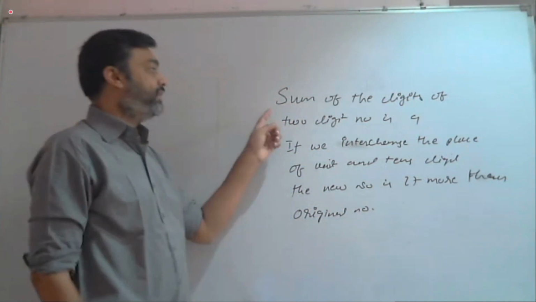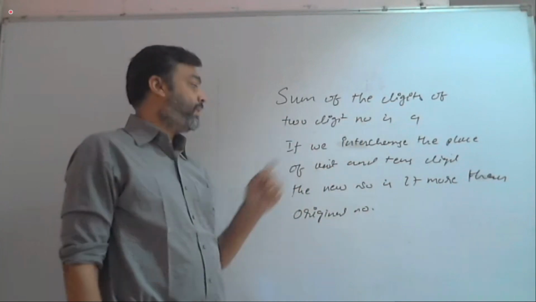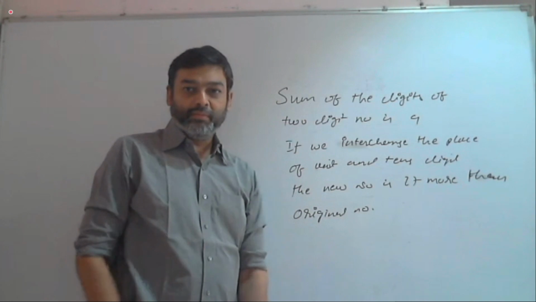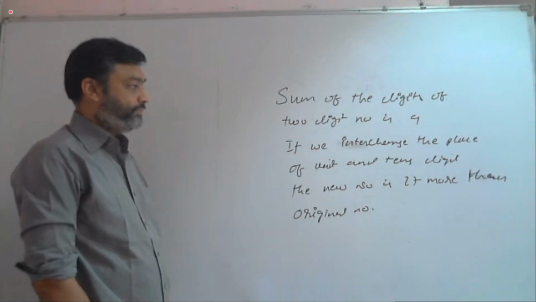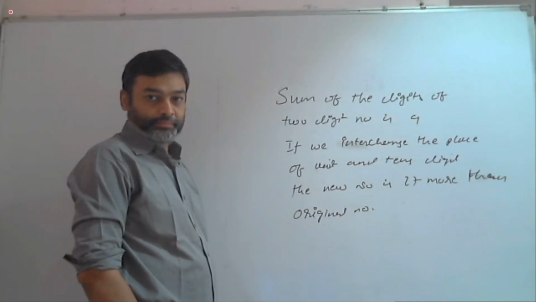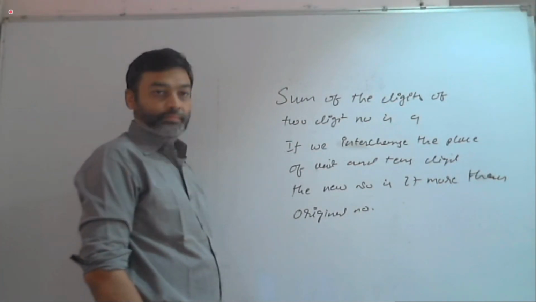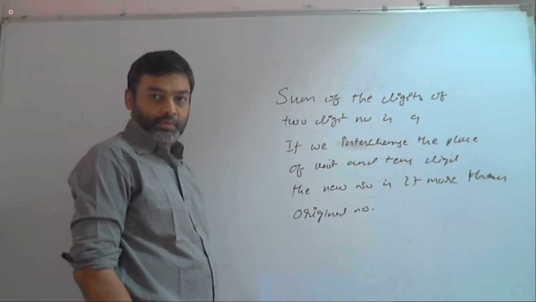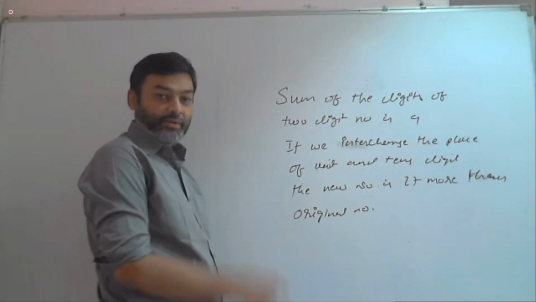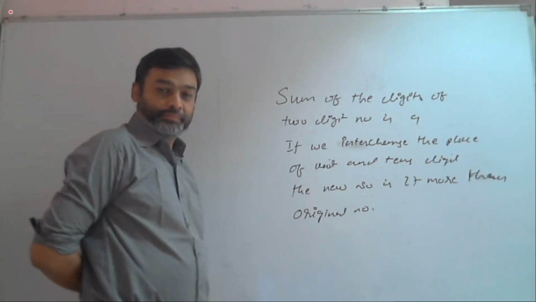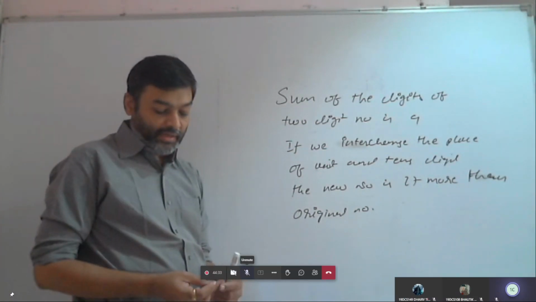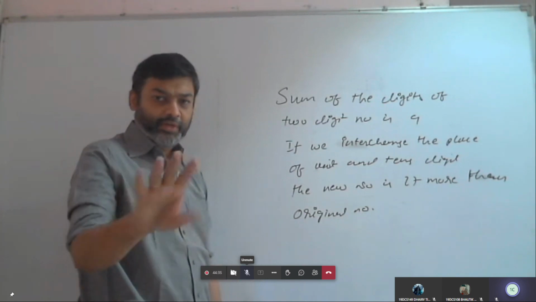So, is the question clear? The sum of the digits of a two-digit number is 9. If we interchange the place of unit and tens digit, the new number is 27 more than the original number. So how to solve this? Somebody can give me two equations, how to make this equation. And once we know this, we'll try to solve it. Can you make the equation? If you feel any other method works, you can use it.